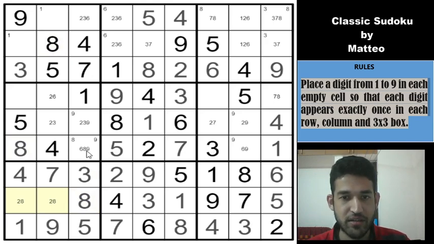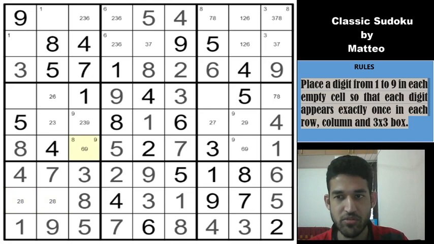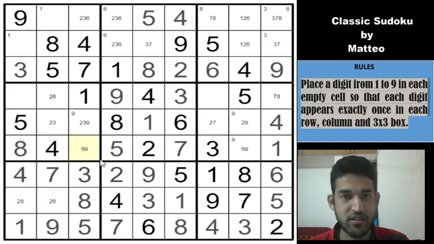And this cell is 8 or 9. I can remove the corner pencil mark from there. Sorry, this cell is 6 or 9. And column 5 must be 7. So this must be 7. Only one cell left, and these two cells must be 3 and 6.